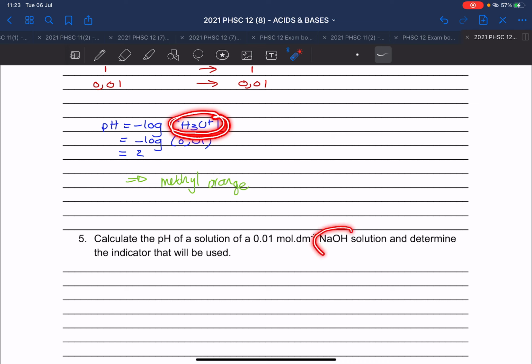But this is a base, it will give us a hydroxide. So how can we go from a hydroxide to a hydronium ion? What did we just do 2 pages ago? Yes, the ionization constant of water.